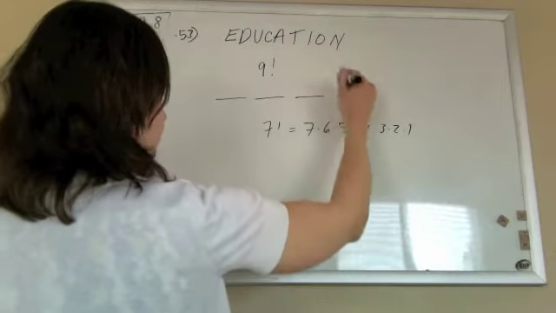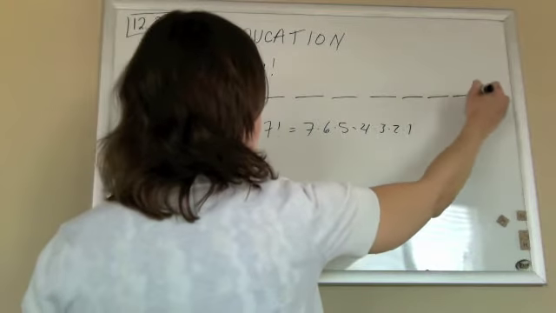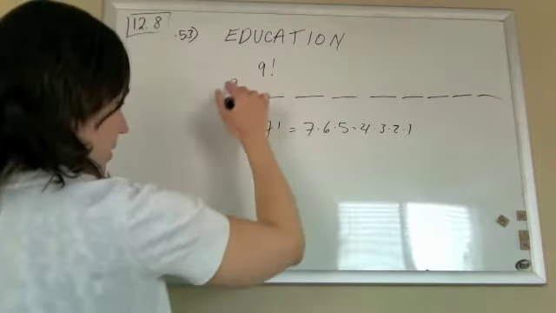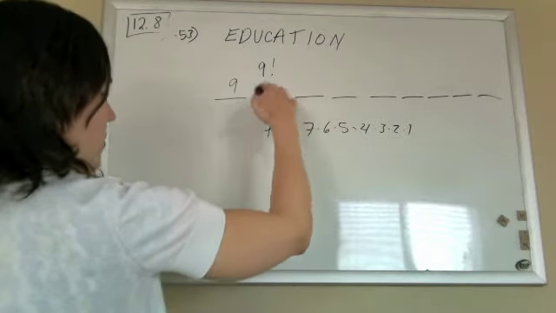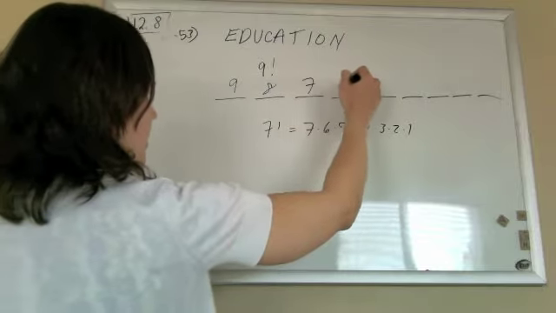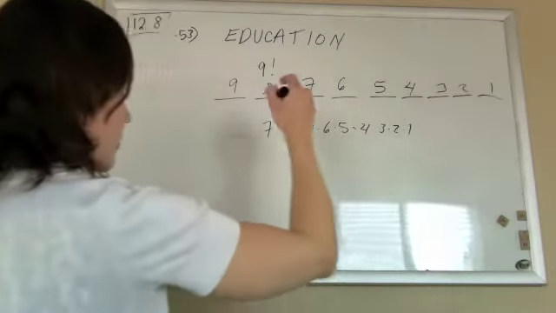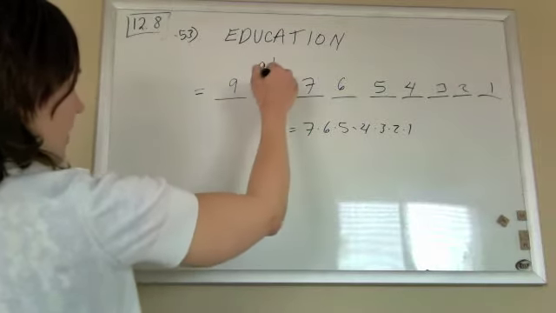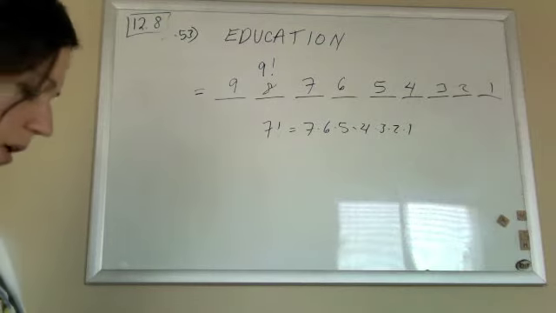This is the same idea. I have 9 letters that I want to arrange. 1, 2, 3, 4, 5, 6, 7, 8, 9. 9 possibilities for my first. Then I can't pick the same one again, so 8 possibilities for the second. 7, 6, 5, 4, 3, 2, 1.